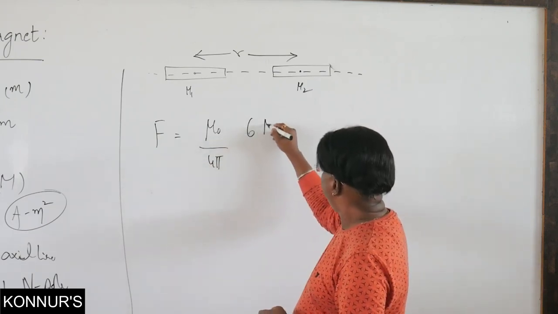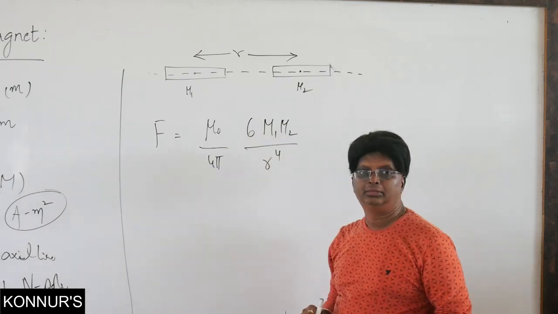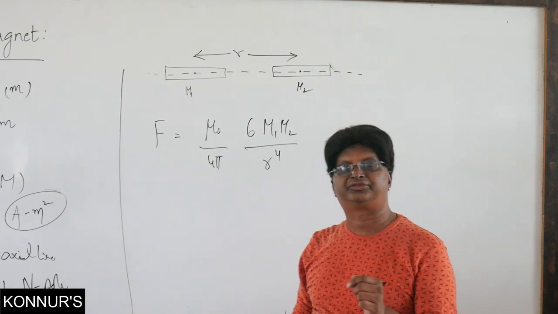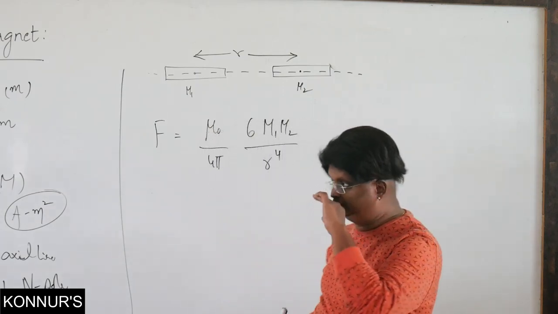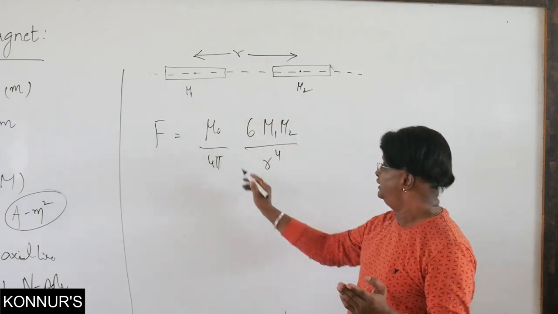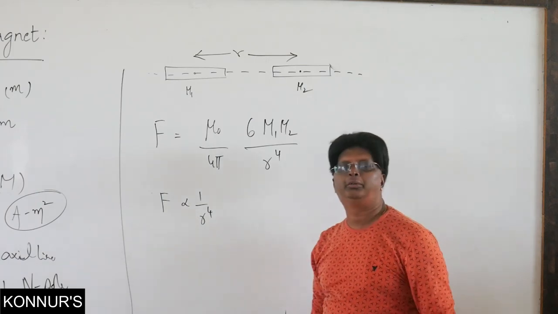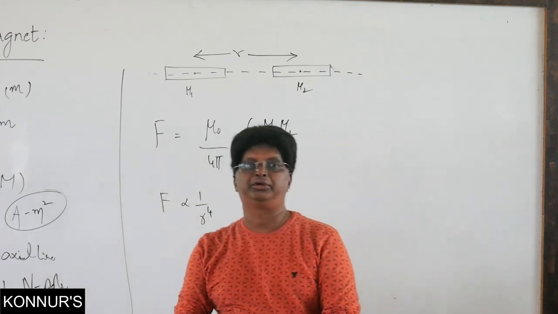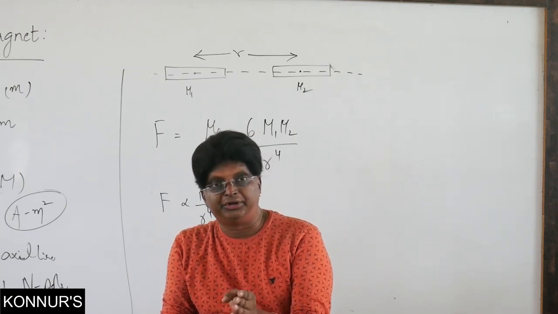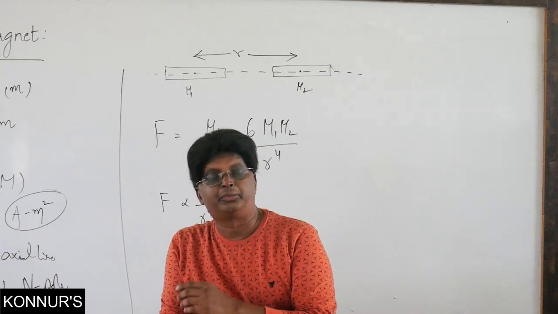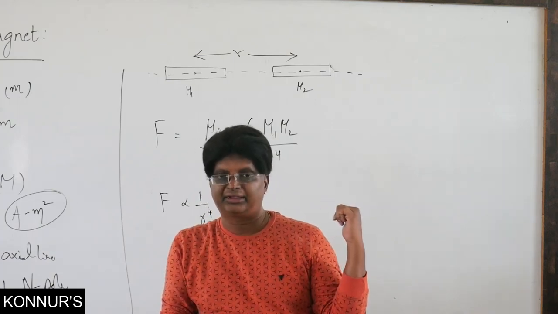This is 6 L1 M2 by R raised to 4. Earlier for poles, it was an inverse square relation, F proportional to 1 by R square. For a given dipole, I am taking the case of short dipoles, it is F proportional to 1 by r power 4. So this is an important topic I want to convey. Now here once again the case of possibility of a neutral point or null point.